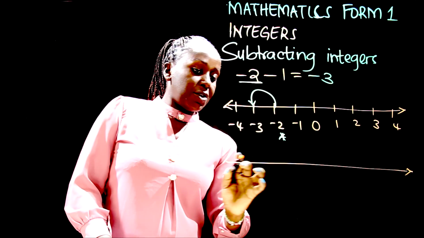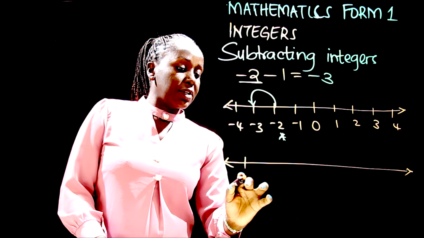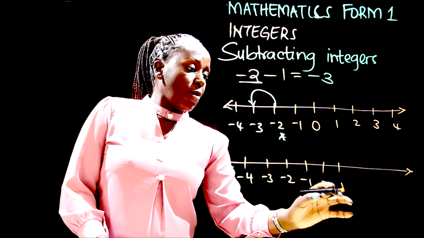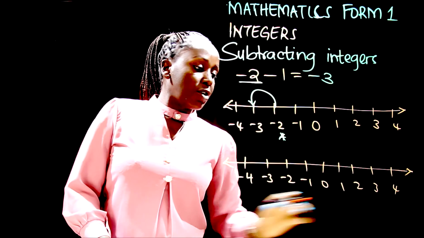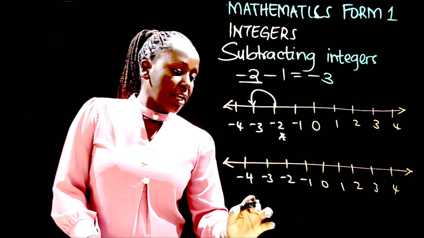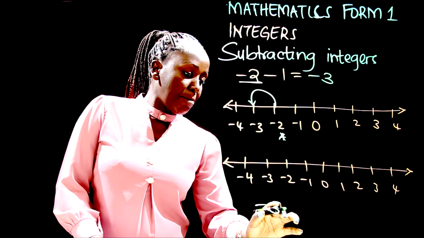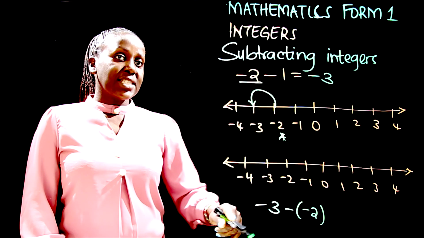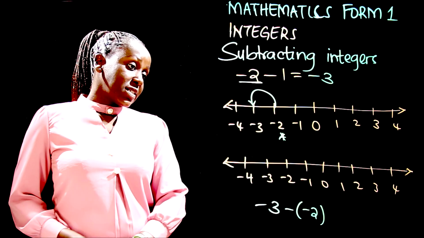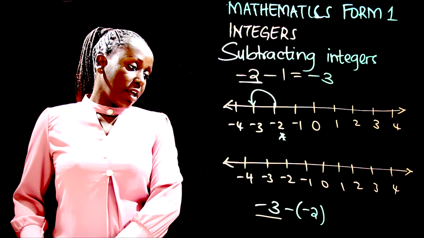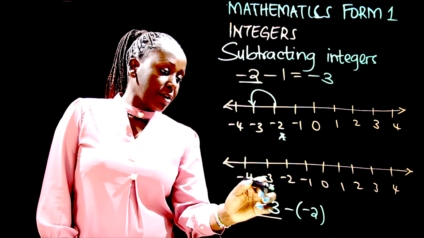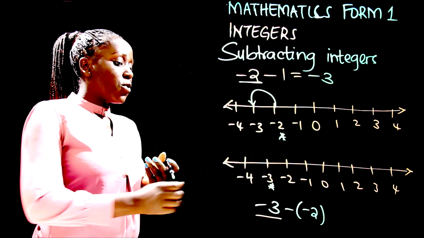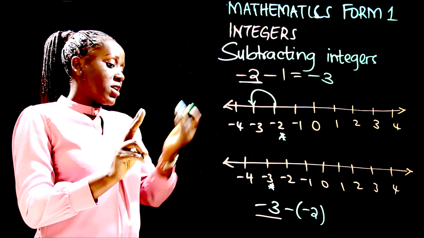So we draw our number line. So we have -4, -3, -2, -1, 0, 1, 2, 3, 4. So now our question is -3 minus -2. So our starting point is -3. So -3 is here. That's where we begin. Subtracting means we move backwards. So if you want to subtract 2, you move backwards 2 steps.